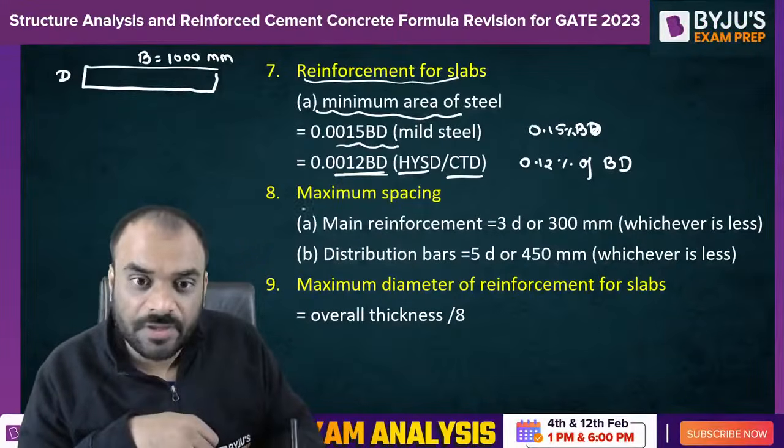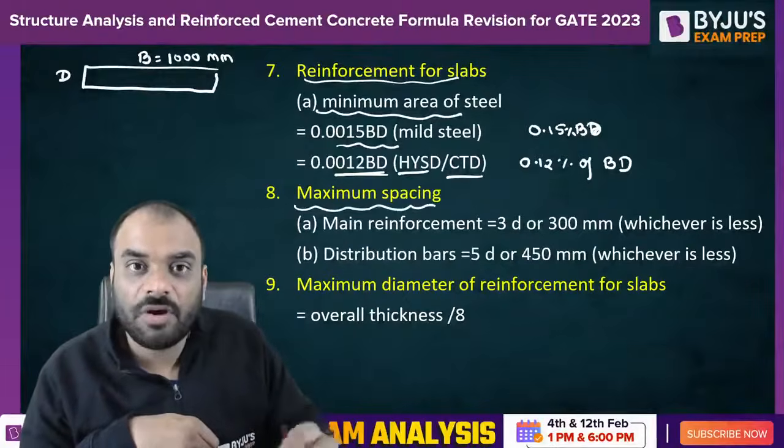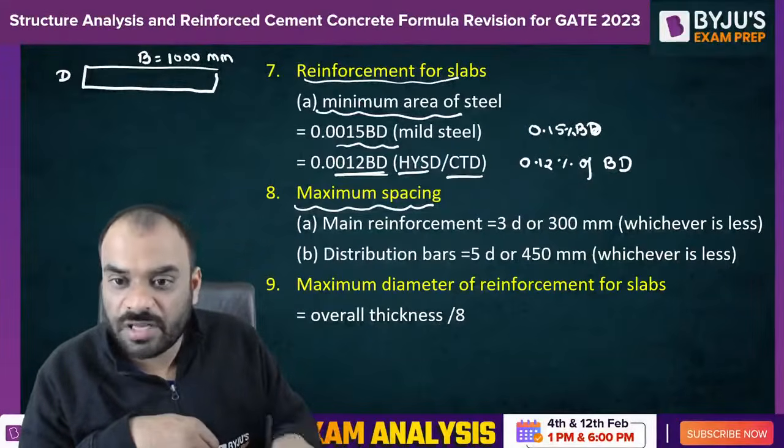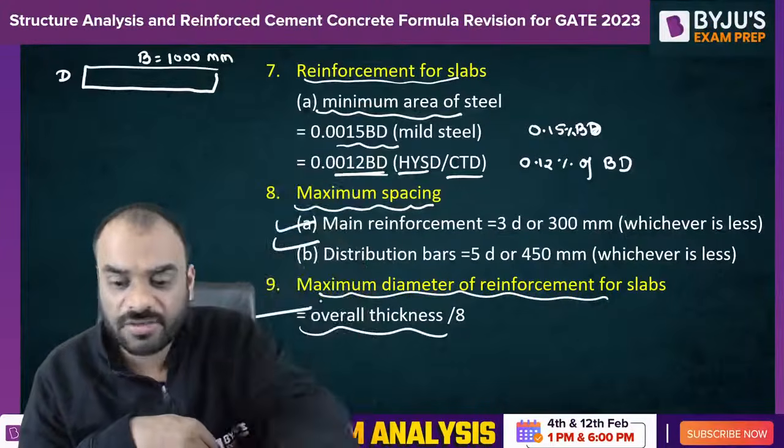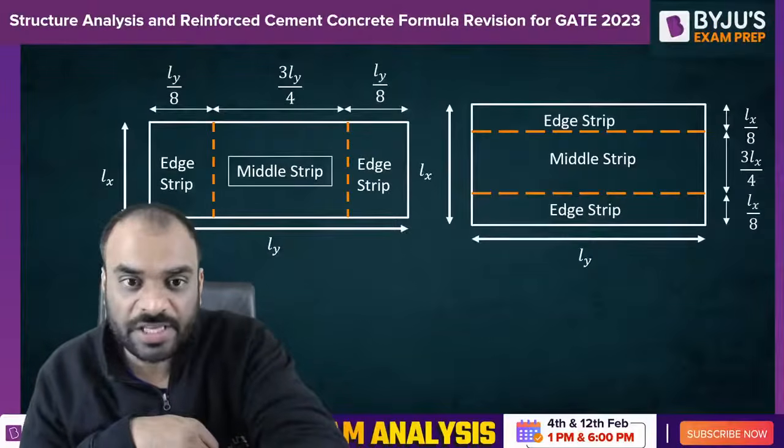Clear? Next, the maximum spacing of the main reinforcement and the distribution bar, this is already done. The maximum dia of reinforcement, this is already done. We have already done it, right? Earlier. Let's move to the next one.